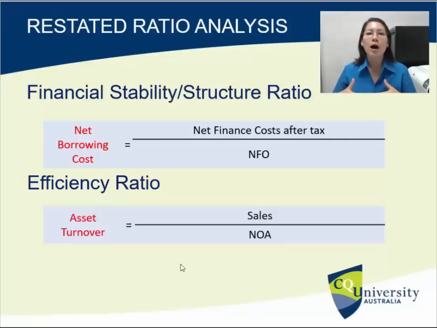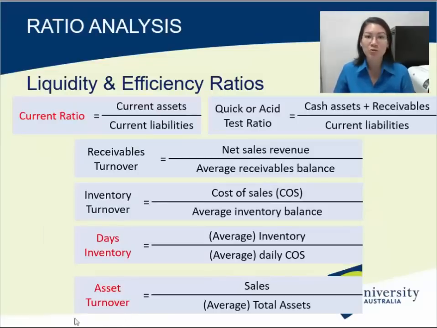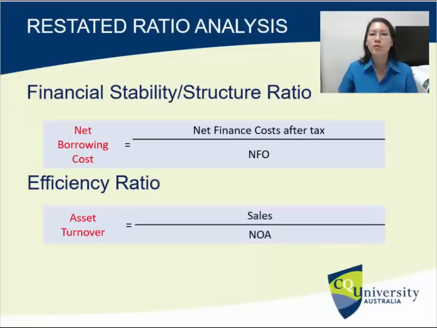How often are we turning over the dollar value of our operating assets into sales? So again, you want to see a higher figure. You don't want to see it too high because that might mean that we are overworking our assets. So compare this figure to your asset turnover that you calculate for your general or original financial statements and see, is there any difference? And if so, explain it. And that's what we're looking for in your assignment. So that's pretty much all of the ratios.